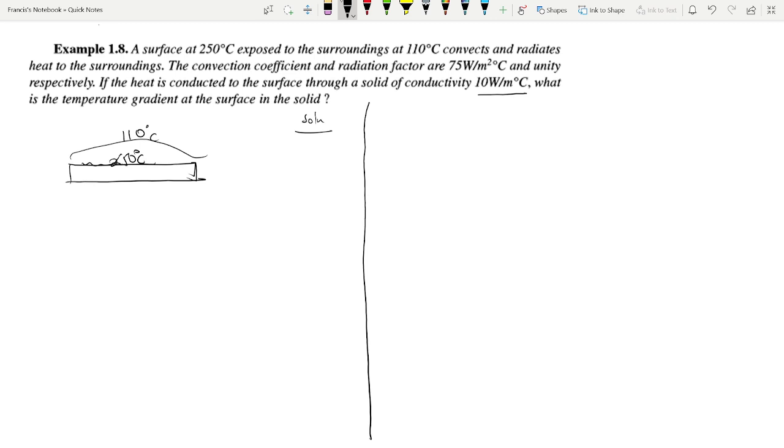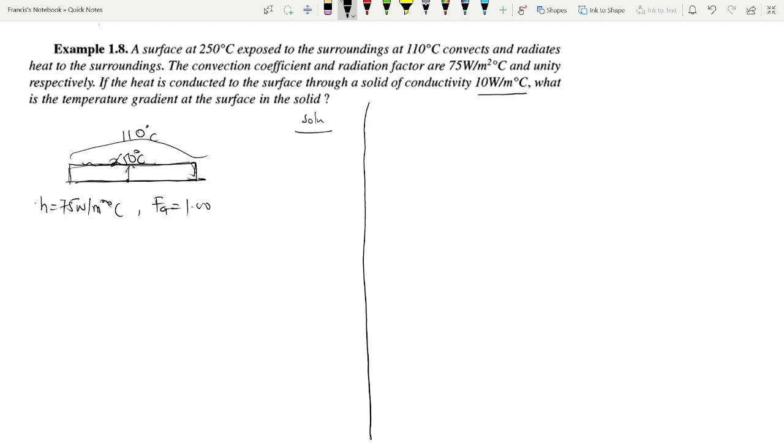Now we have our convection coefficient to be 75 watts per meter squared degrees Celsius, and our radiation factor, which is our view factor, is equal to 1.00. If the heat is conducted to the surface through a solid of conductivity, so now it means that we have this block here, and heat is being conducted from one point to the other point of the surface.